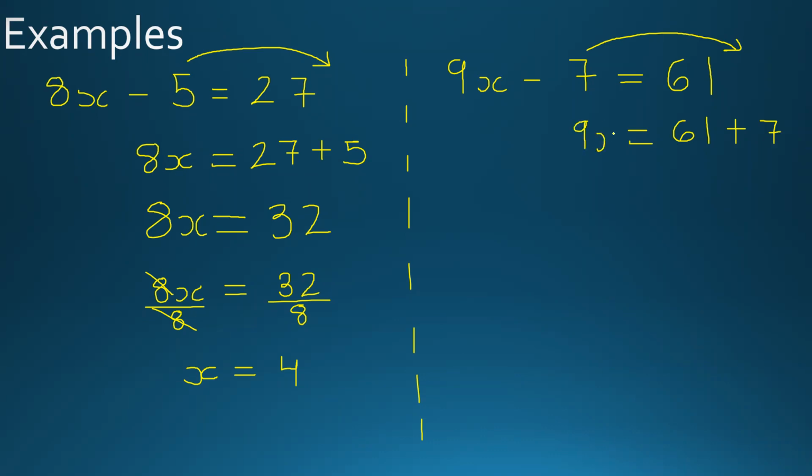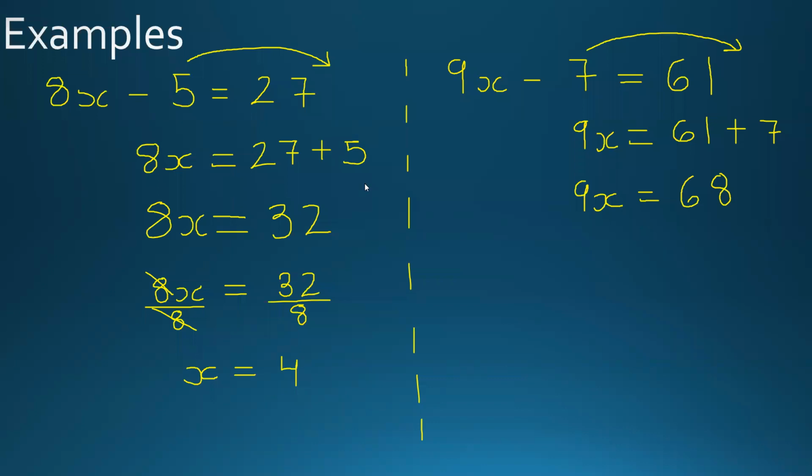9x. All right. And so after that, we have what? It's going to be 9x equals to what? What is 61 plus 7? 68. Okay, 68. After we get 68, we have to do what? Divide both sides by what? 9. Divide both sides by 9.